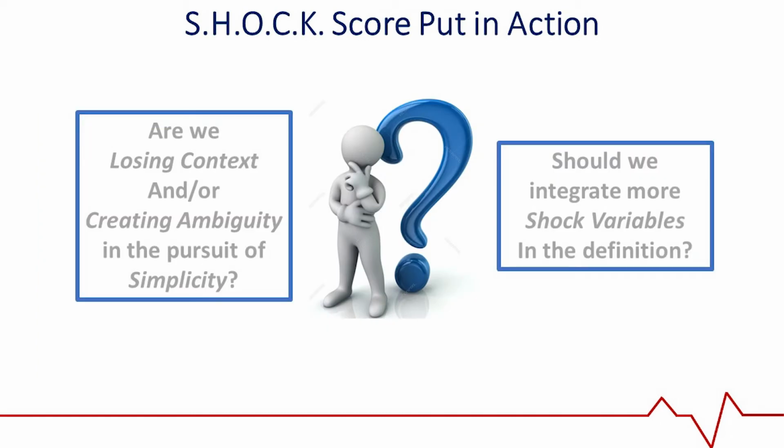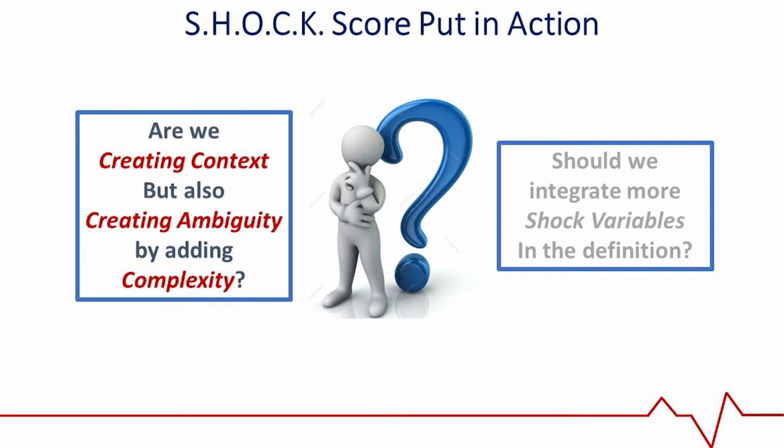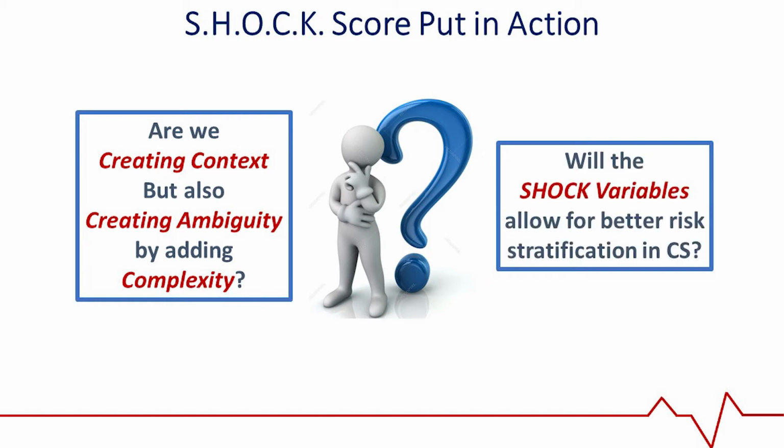The two questions that I asked earlier: are we losing context in the pursuit of simplicity? But with this score, are we creating context but also creating ambiguity by adding complexity to the scoring system? And I would argue that this would be utilized in a shock center rather than a non-shock center to look into this patient a little bit more in detail. And the question is whether these variables that we looked at are going to be a better way of assessing risk moving forward for these patients in a prospective manner or not?